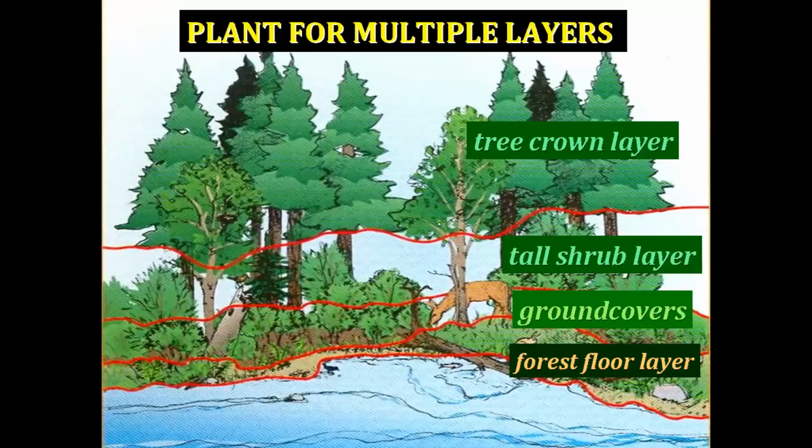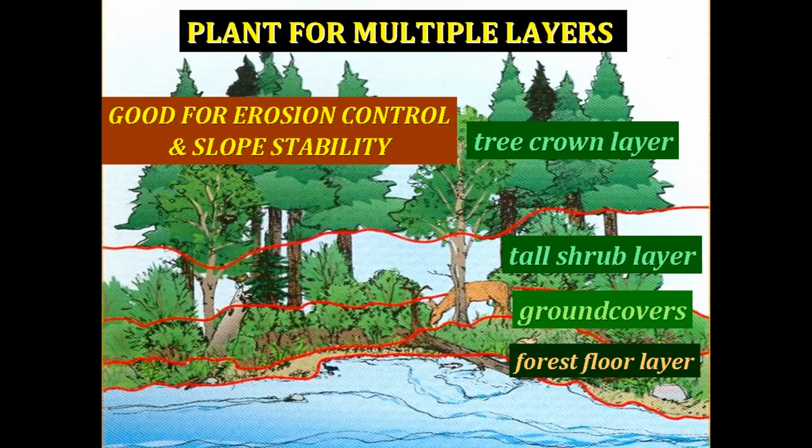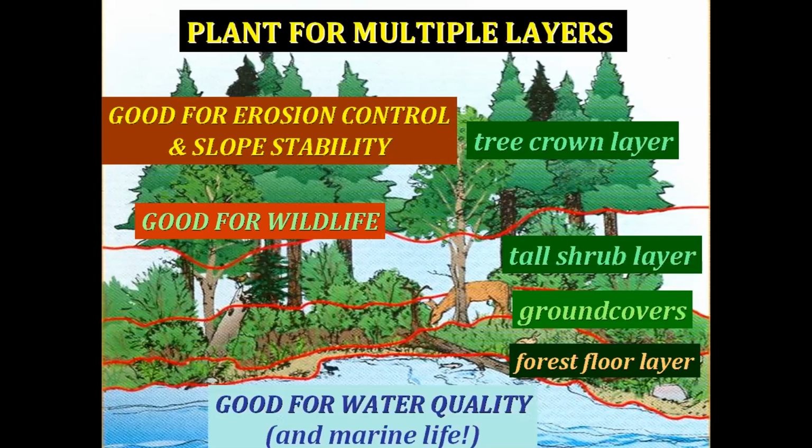So you want to plant for multiple layers. If at all possible, you want to have a tree crown layer, tall shrub layer, a ground cover layer, and a forest floor layer. And this will help the hydrologic benefits that we discussed earlier, where you have water hitting the crown and then dripping and hitting the other crown and dripping until you don't have any surface water flow. Good for erosion control and slope stability, good for wildlife, good for water quality and marine life, and ultimately it would be good for you.